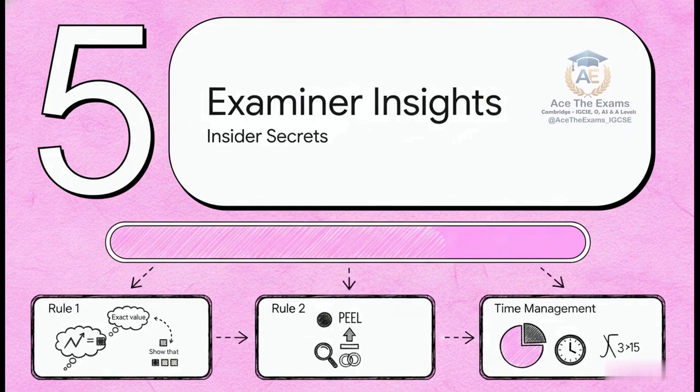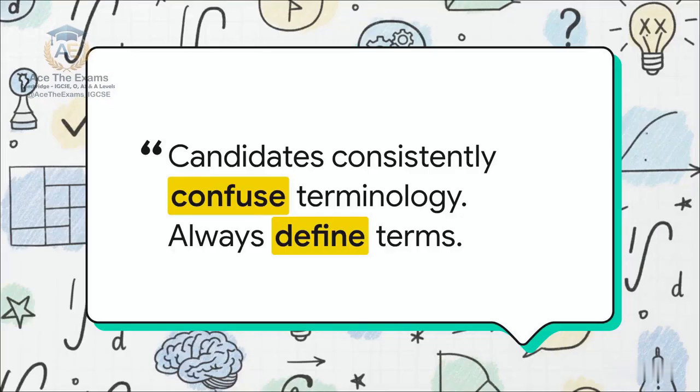Section 5. Final Examiner Insights. Let's look at the ultimate insider secrets for the 9709 syllabus. I need you to treat this insight with the gravity of a literal legal mandate. Principal examiner reports reveal candidates consistently confuse terminology. Always define your terms before using them in extended responses. When you are explaining your integration steps, you must use precise vocabulary. Say integrand. Say limits of integration. Say constant of integration. Do not vaguely refer to the number at the end. Using professional terminology builds immense credibility with the person grading your paper.